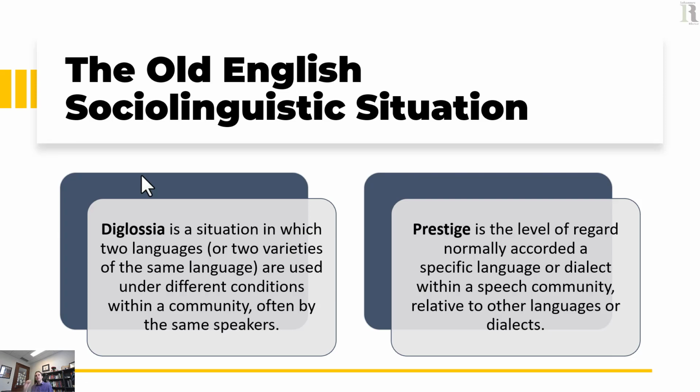So in England, we have a sociolinguistic situation that has often been referred to as diglossia. Diglossia is a situation in which two languages or two varieties of the same language are used under different conditions within a community, often by the same speakers.